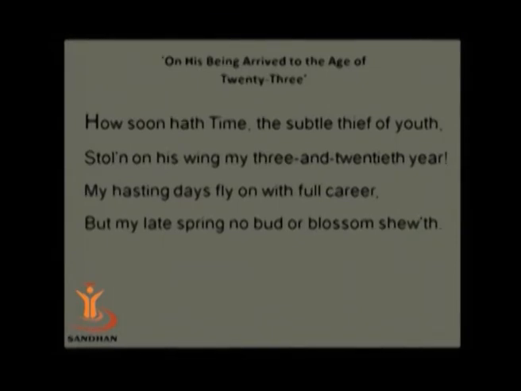Here, if we try to look at the words and find meanings to those words to help us paraphrase the poem, it would become easier for us to understand. Just for example, how soon hath time? So here, hath means has. So how soon has time, the subtle thief of youth. Subtle means clever, clever in the sense of cunning. So here time has been shown as someone who is clever, someone who is very cunning.